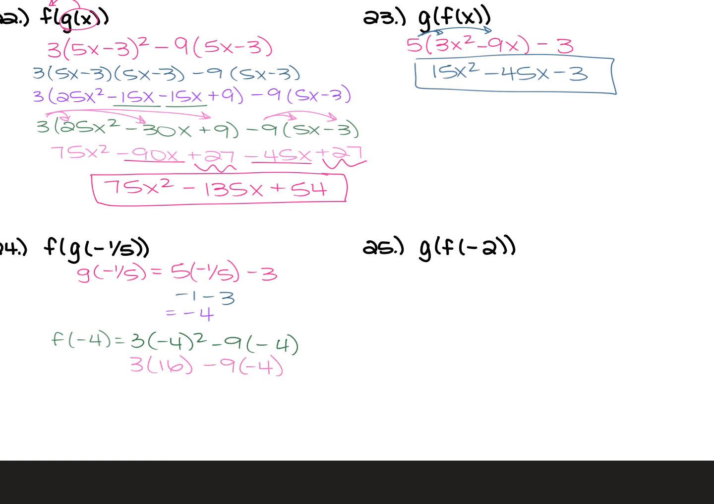Your 3 times 16, 3 times 6 is 18, carry the 1. 3 times 1 plus 1 is 4, so that's 48. Then you have negative 9 times negative 4 is a positive 36. You're going to add these. The 6 and 8 is 14, carry the 1. Your 4, 1, and 3 gives you 8, so that's positive 84.